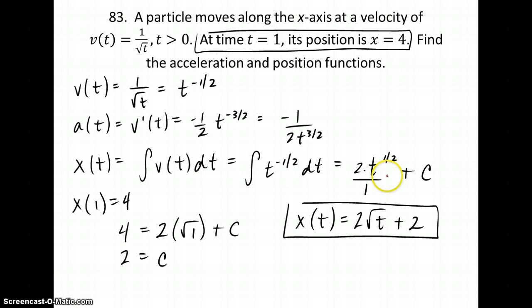Again, the antiderivative of velocity is the position function. So this is the general solution for the position function. Then you take the given information to find the particular solution. And what separates the general from the particular? We're able to find the value of c.